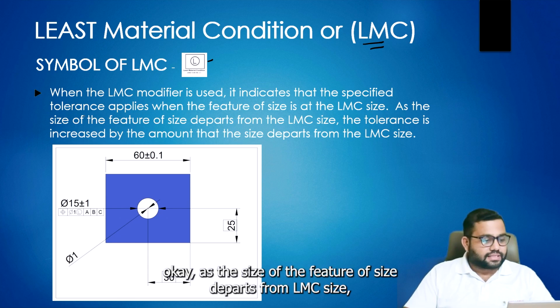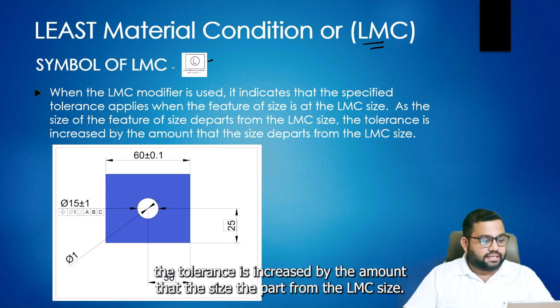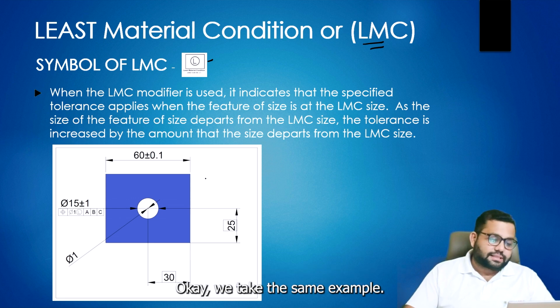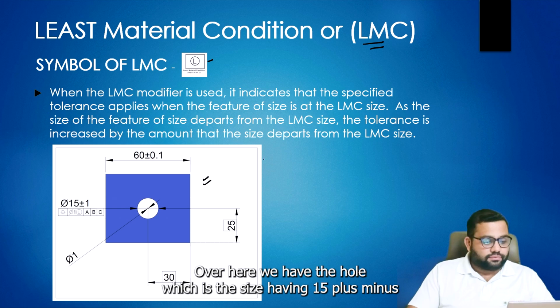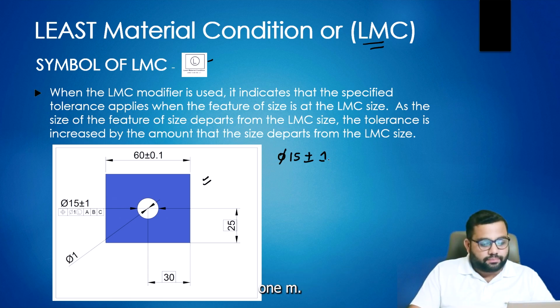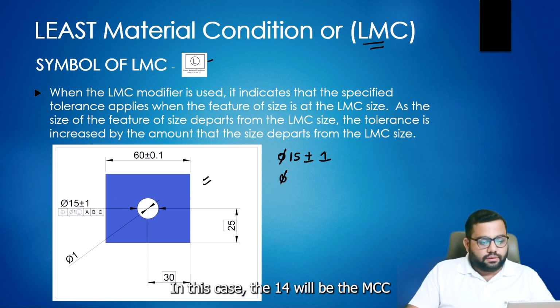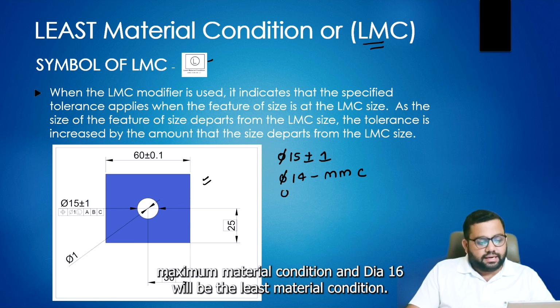As the size of the feature of size departs from the LMC size, the tolerance is increased by the amount that the size departs from the LMC size. We take the same example over here. We have the hole with size 15 plus minus 1 mm. In this case, dia 14 will be the MMC, maximum material condition, and dia 16 will be the least material condition.